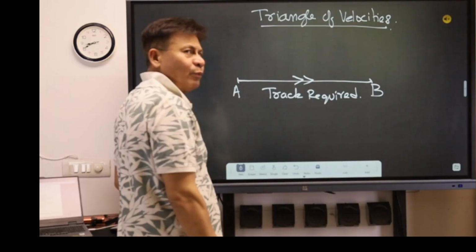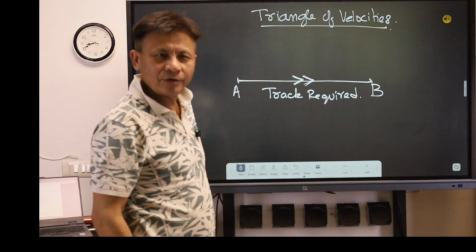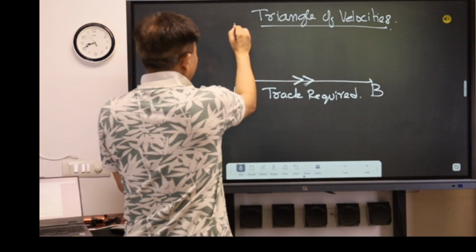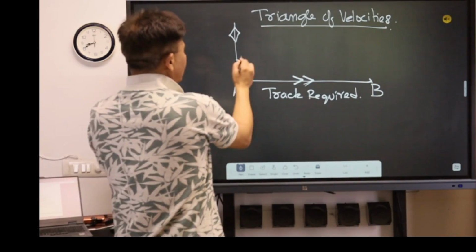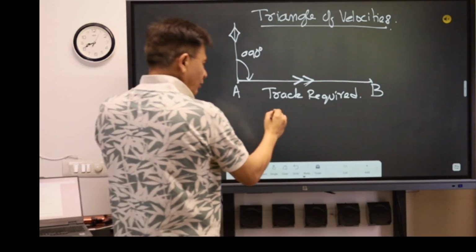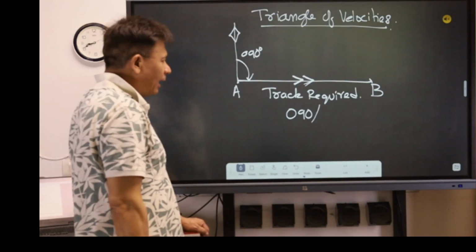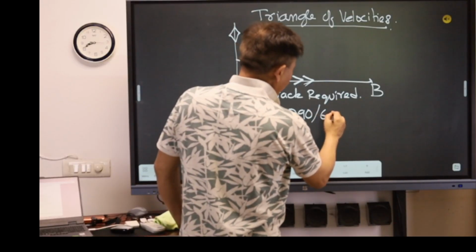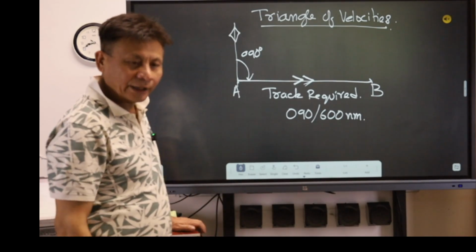And it will be represented by a two arrowhead like this. This is the track required. Now I can measure the direction with respect to the true north. In this particular example, it appears to me that it is 90 degrees, so direction will be 090. I know the direction in which I need to go, 090 degrees, and I can measure the distance in terms of nautical miles, and let's say the distance is 600 nautical miles. This is what I know.